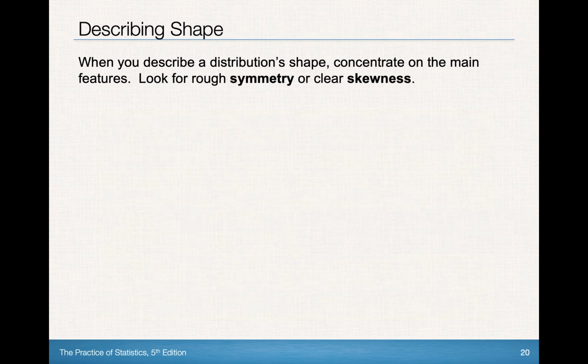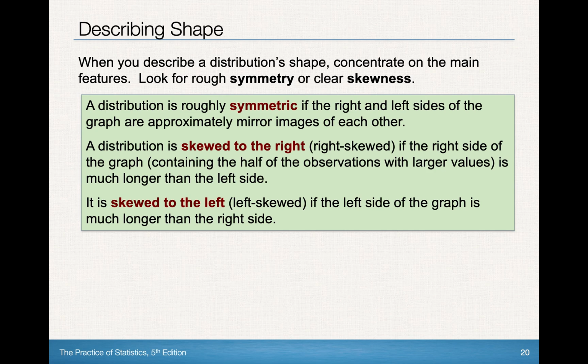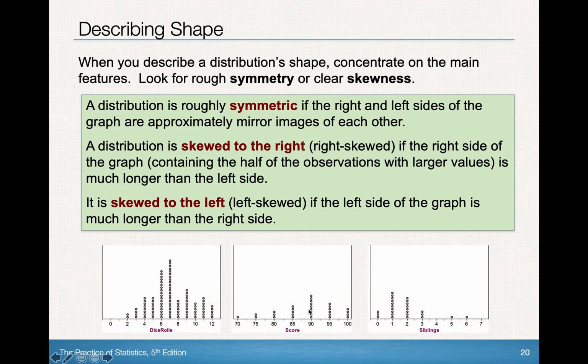When we're describing shape, we're looking for really one of two things. Is it roughly symmetric or is it roughly skewed? When I'm talking about symmetric versus skewness, symmetric means that there is roughly the same number of observations on the right and the left side of the center. If something is skewed right or skewed left, it means that there are more values on one side or the other. For example, this data here is roughly symmetric.